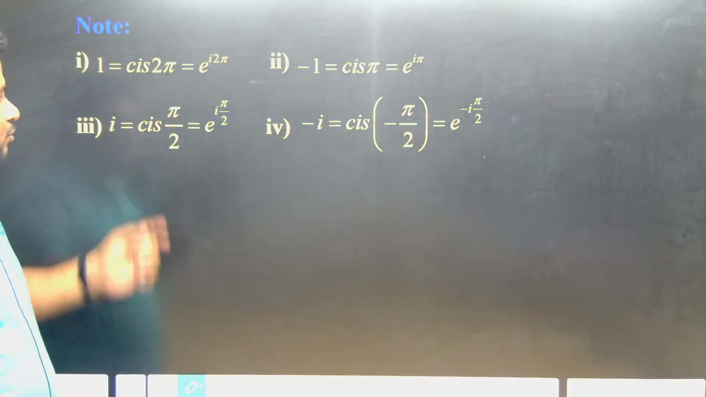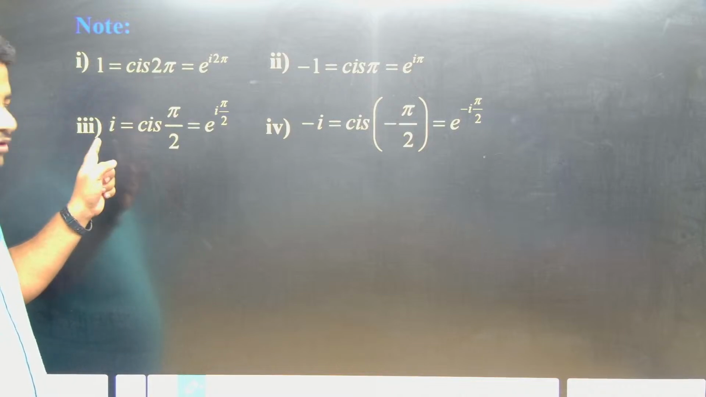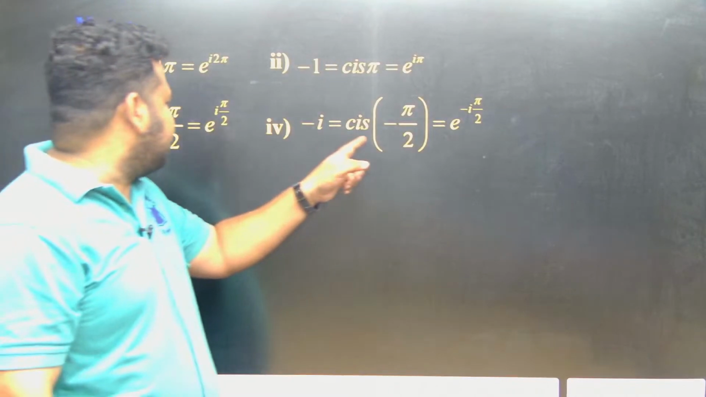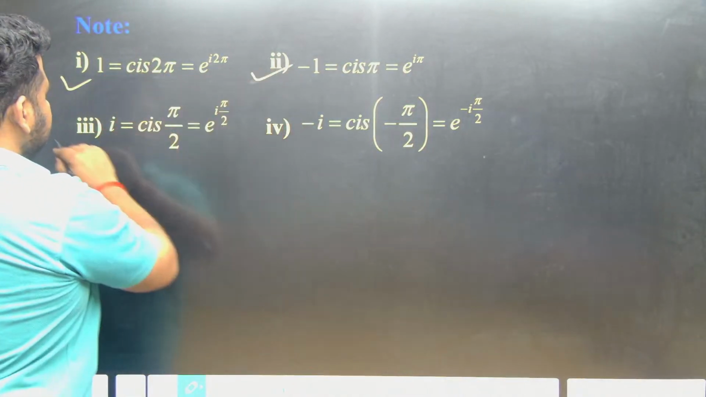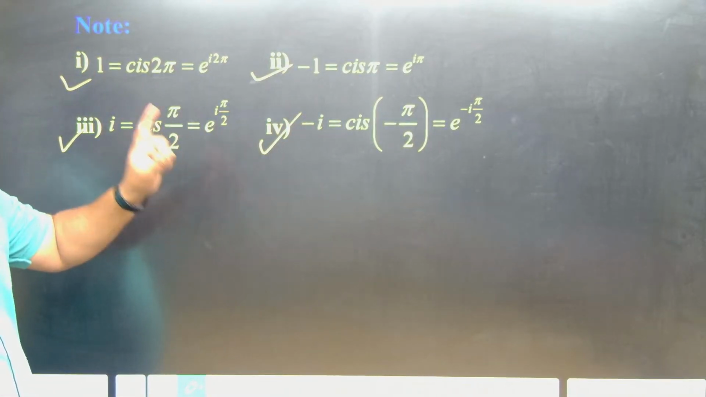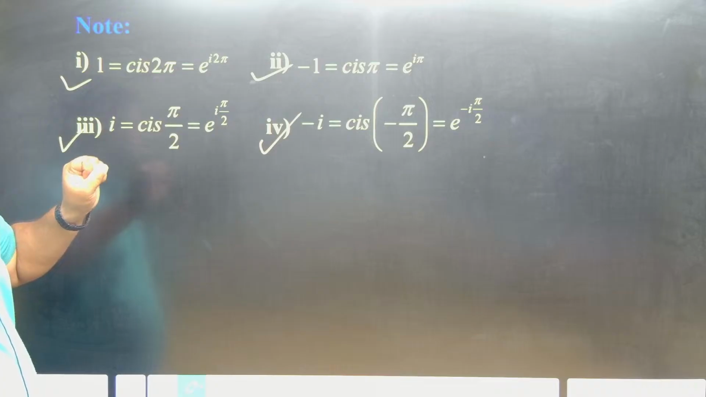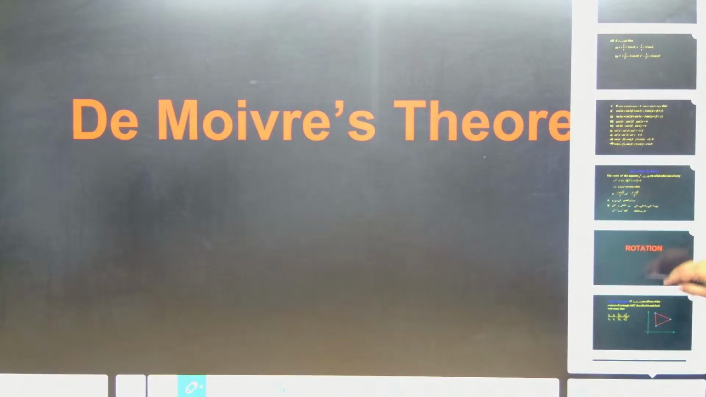Next, pi by 2. Cos of pi by 2 is 0, but sin of pi by 2 is 1, so 1 into I is I. Cis of minus pi by 2 is minus I. Please remember these 4 values. You don't have to put the values and see, you have to memorize these values. This is important, these 4 values, please memorize them. De Moivre's theorem, as of now it is not that important. Let us solve some questions based on the concept that we have studied.